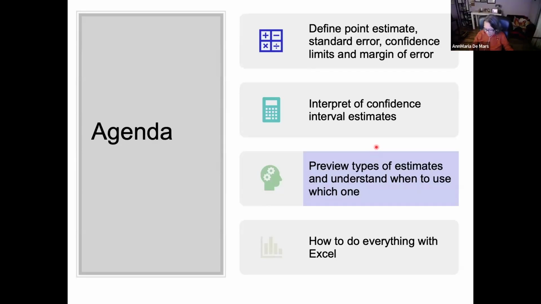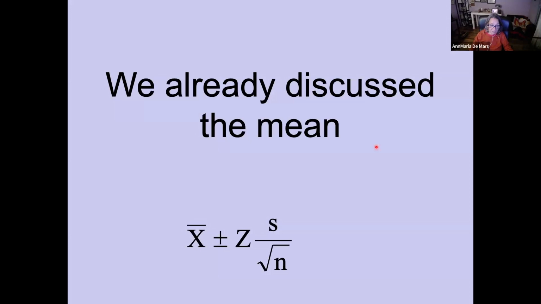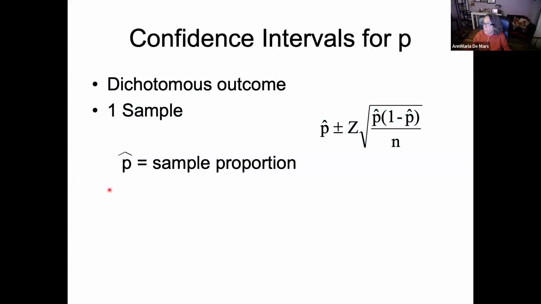Last time we looked at the confidence estimates for the mean, so let's look at something else. We already discussed this: the sample mean plus or minus z times the standard deviation over the square root of n, which is going to give you the standard error. Now let's look at proportions.